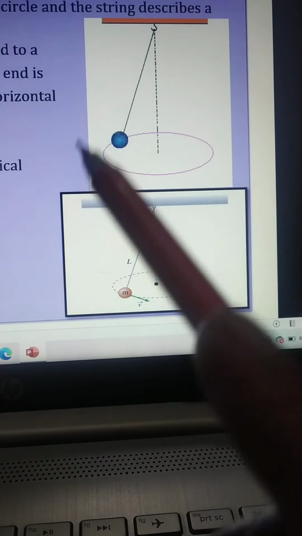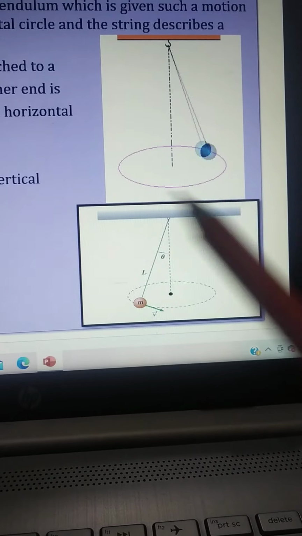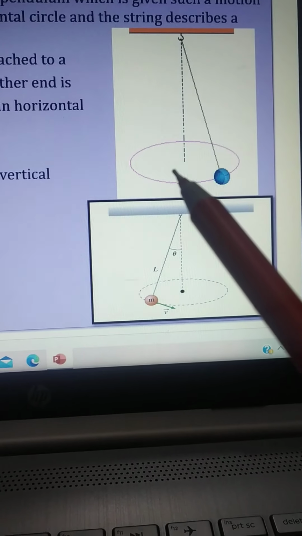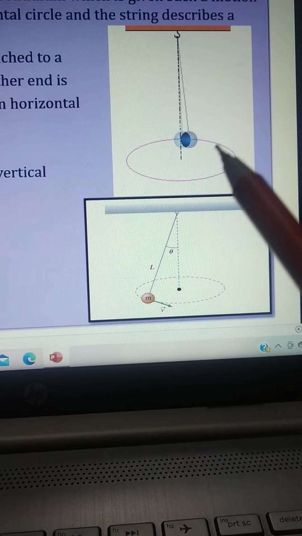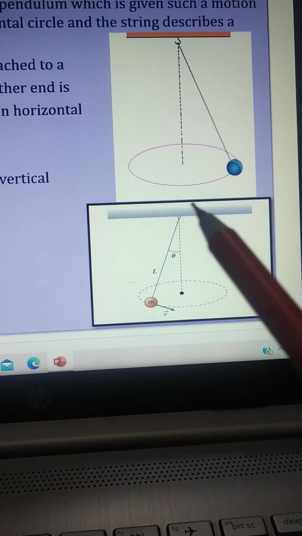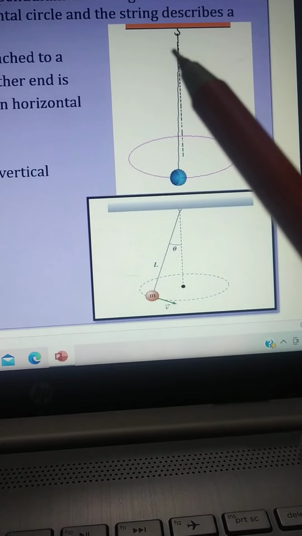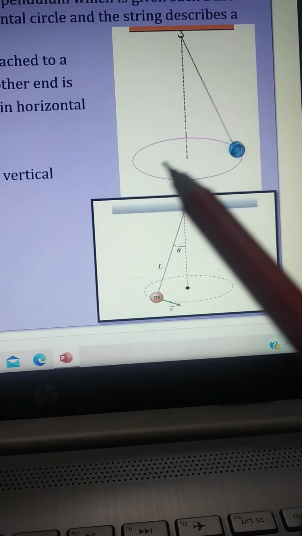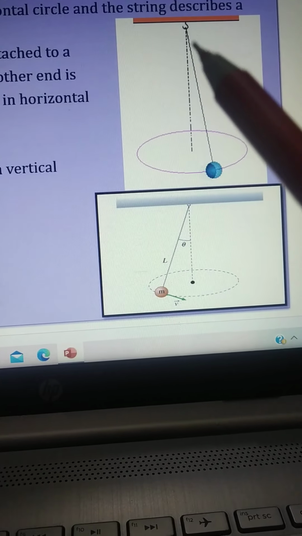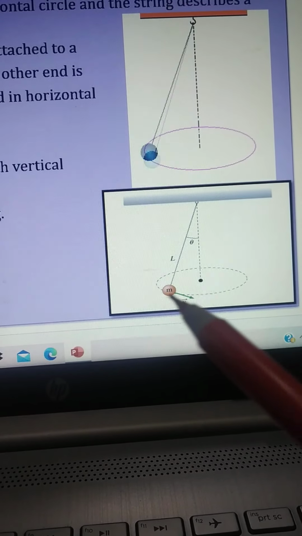Now, you know the pendulum in a clock moves in oscillatory motion, a to and fro motion. This is not a simple pendulum, this is a conical pendulum. So conical pendulum means the bob describes a horizontal circle and the string describes a cone. Here it is creating a cone.